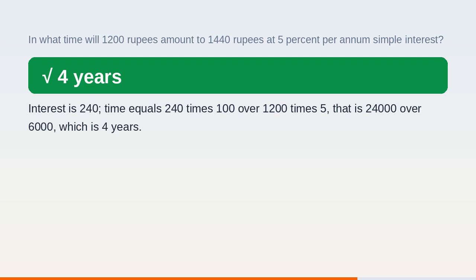The answer is 4 years. Interest is 240. Time equals 240 times 100 over 1,200 times 5. That is 24000 over 6,000, which is 4 years.